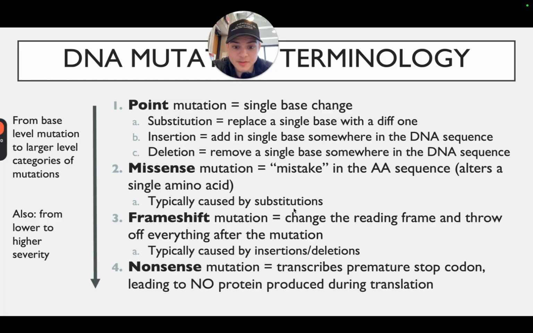Then we have nonsense mutation, which just means that we transcribe a premature stop codon, meaning that, let's say our protein was supposed to be 800 amino acids long. Let's say we had a premature stop codon at 400. And so we lose out on the extra 400 amino acids that we need for that protein. So that's what a nonsense mutation means. It could lead to no protein being produced, but to be more technical, there's no functional protein being produced during translation.